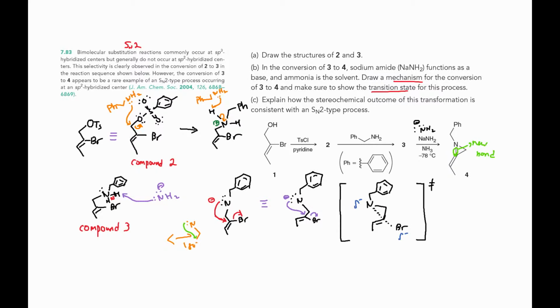Explain how the stereochemical outcome of this transformation is consistent with an SN2 type process. Just remember, the SN2 reaction undergoes inversion of stereochemistry. Most of the time we've been dealing with sp3 centers, which had the Cahn-Ingold-Prelog system, right? The R and S. Over here, it's not going to be R and S. Instead, we are dealing with cis and trans.